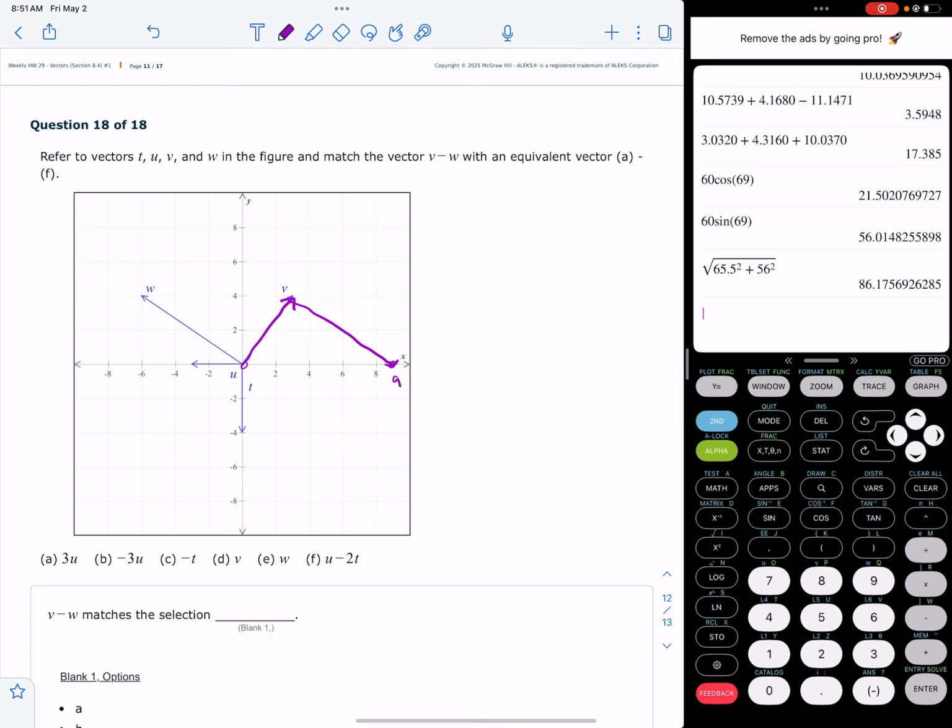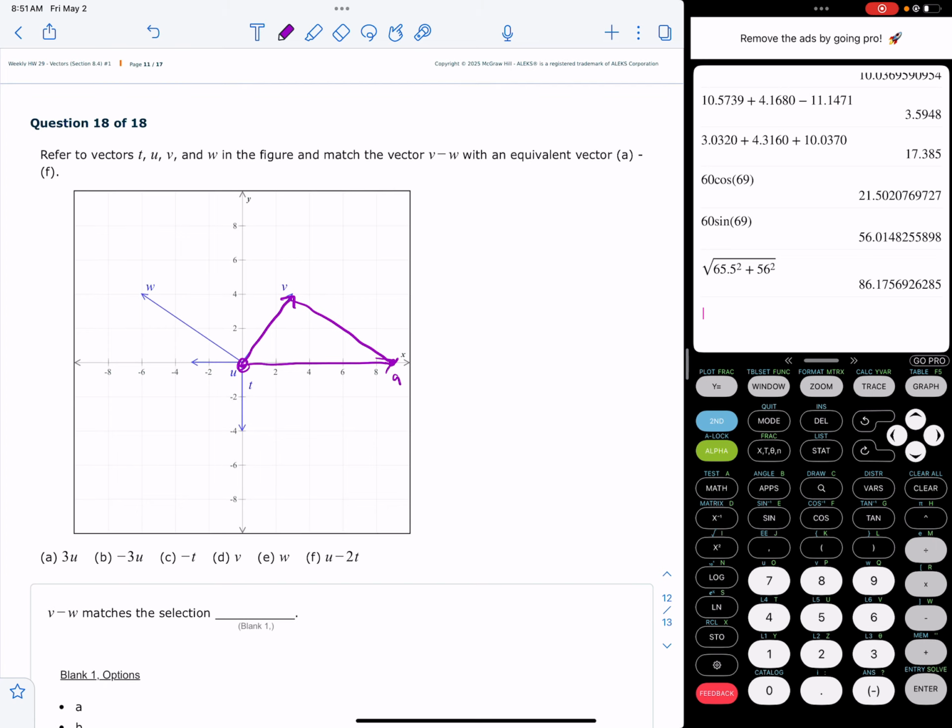So my resultant vector is to the right. None of these vectors are to the right, but u is to the left, so it's going to be a negative u. How far? So u is, whoops, 1, 2, 3 along. I'm going out 9, so negative 3u. B. All right, there we go. I'll get it posted.